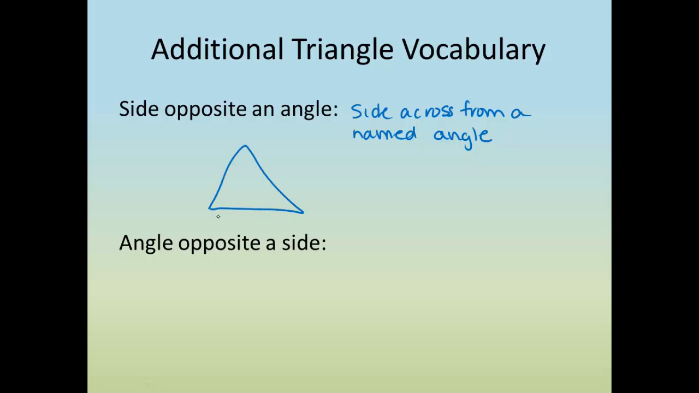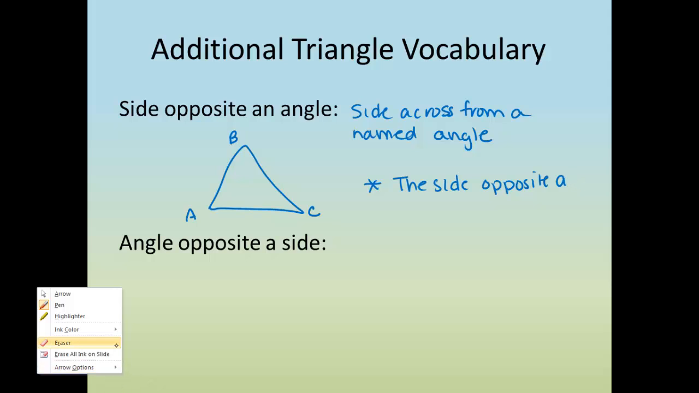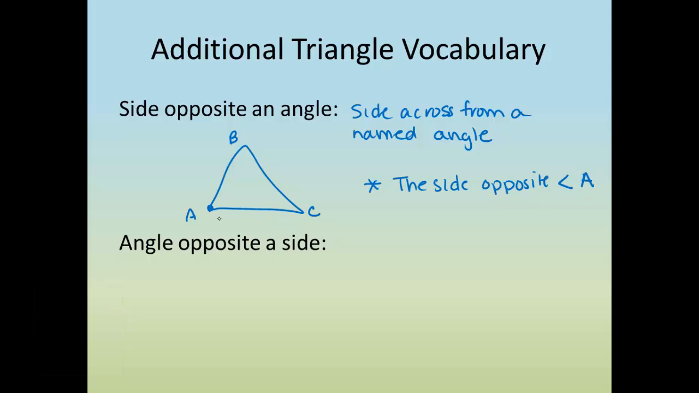Draw a picture. Label your triangle ABC. If I ask for the side opposite angle A, then we will find angle A and we will go across and we will identify the side. So this question, the side opposite angle A, the answer is segment BC or side BC.